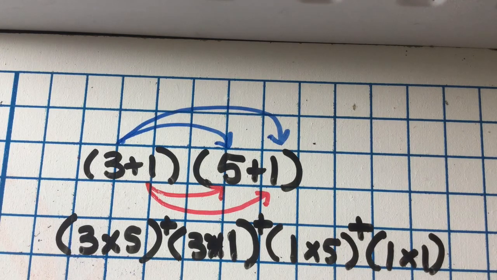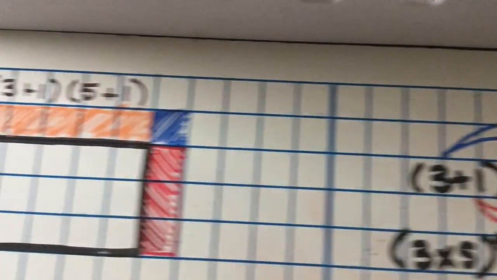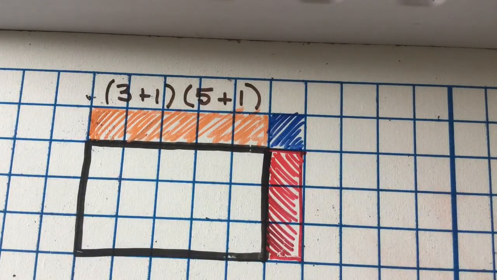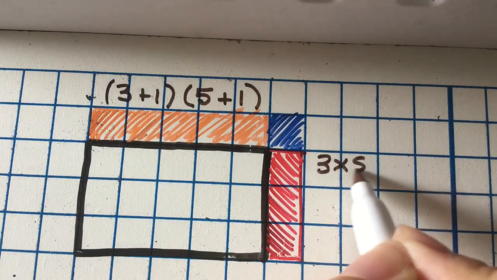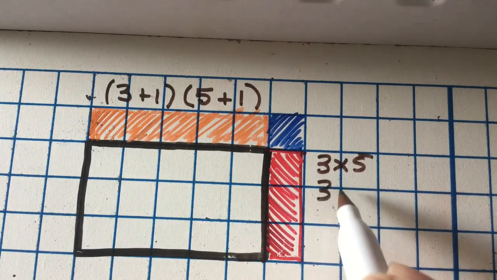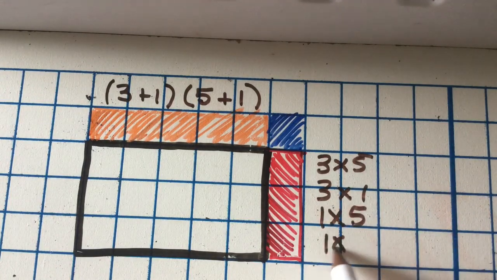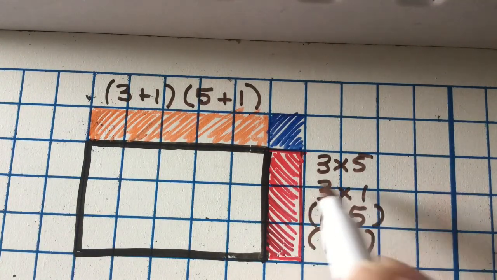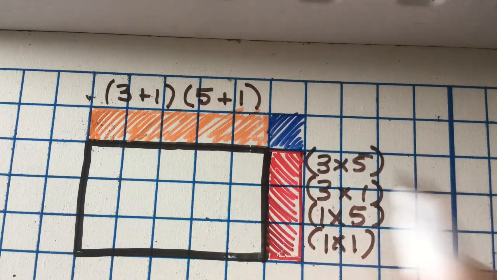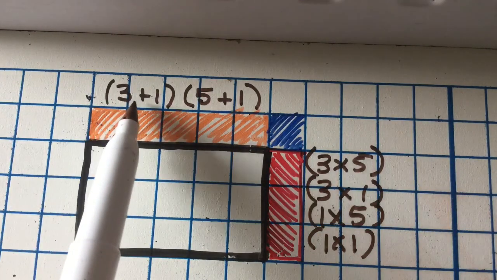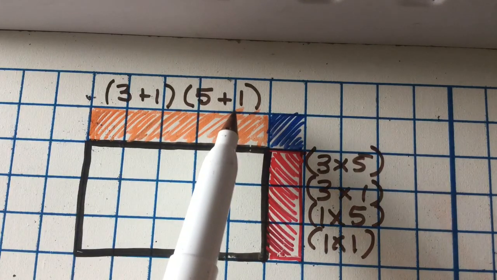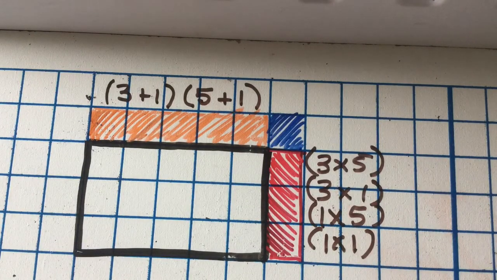Now we will look at how that relates to the illustration. From before, I had 3 by 5, 3 by 1, 1 by 5, and 1 by 1. Those are the terms I got when I distributed each term in my first set of parentheses to my second set of parentheses. I'm going to look at my shapes here and see where I can start making connections.